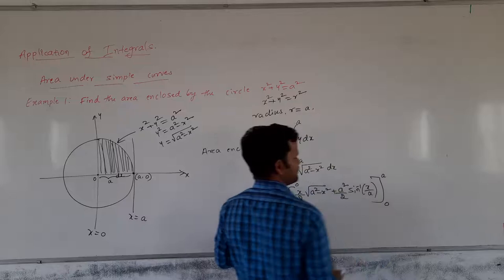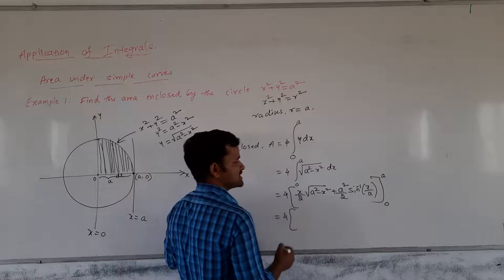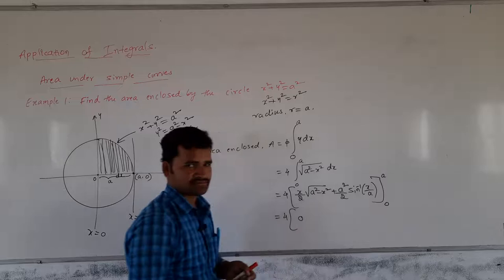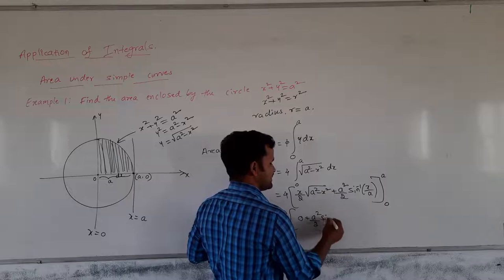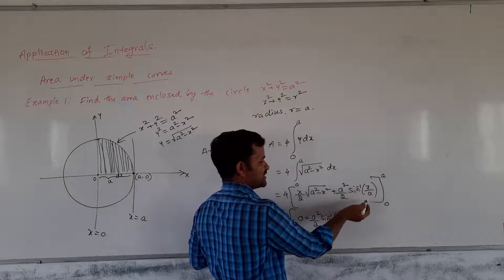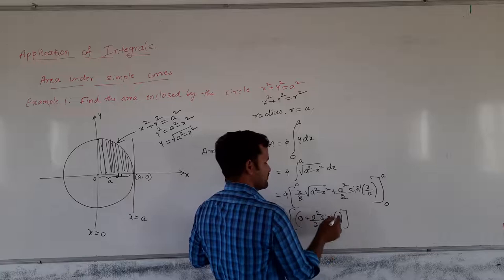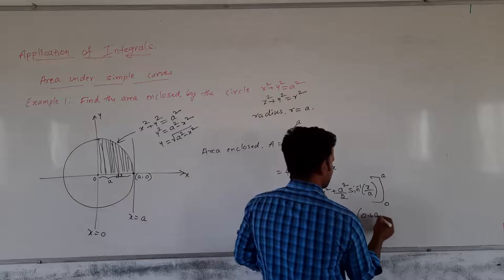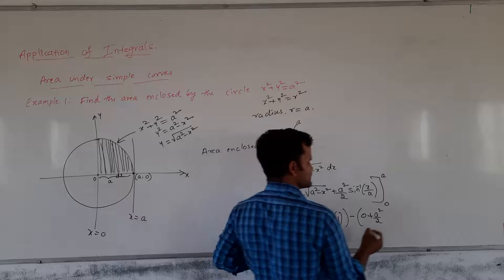Okay, now substituting the upper limit, it is 4 times substituting the upper limit a. This is a by 2 into square root of a square minus a square. A square minus a square will be 0. 0 into a by 2 is 0. Now plus a square by 2 into sine inverse of a by a. Here what happens? X is a, means we are substituting the upper limit here. A by a is 1. So sine inverse of 1, minus substituting the lower limit. Substituting the lower limit, 0 by 2 into anything is 0, plus a square by 2 into, what happens here, sine inverse of 0. Sine inverse of 0 is again 0.